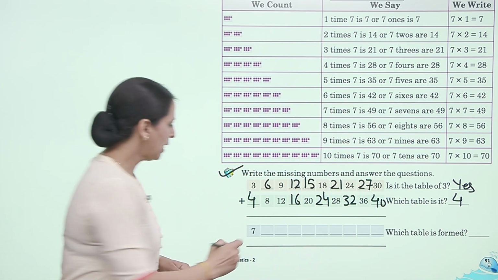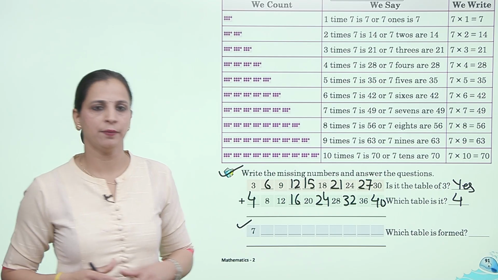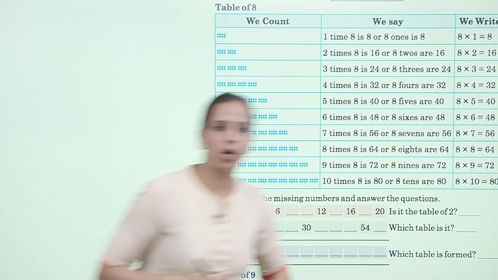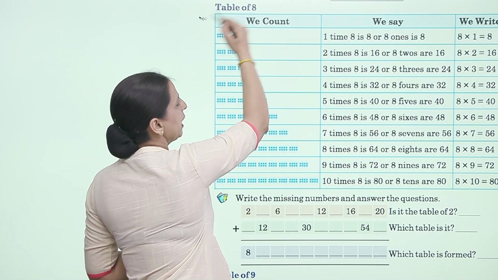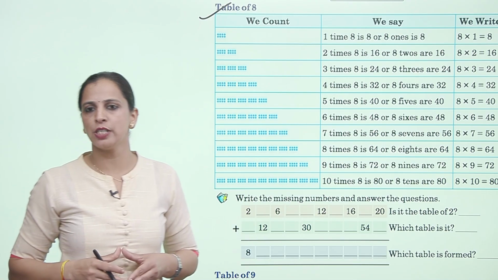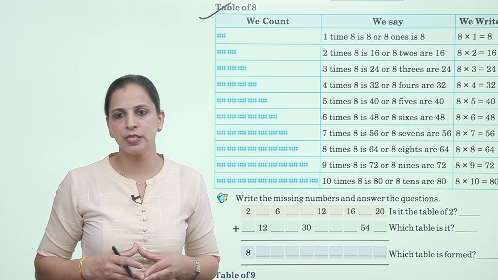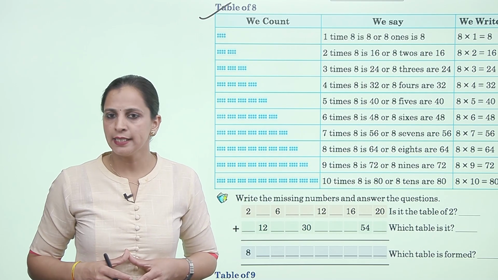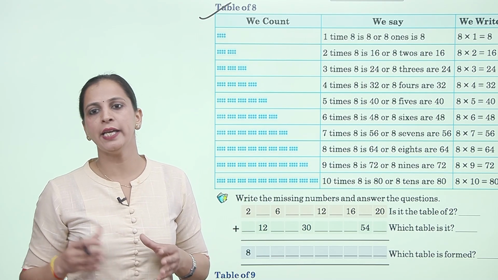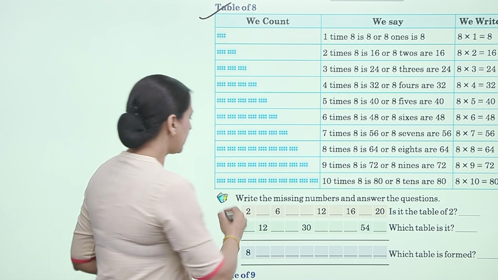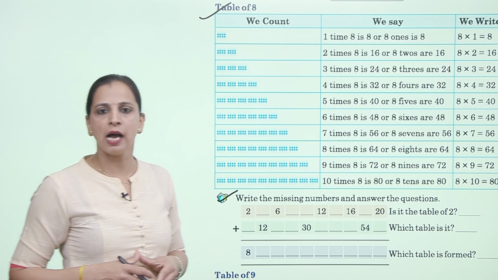In the same way, you will write the table of 7 here. Now next is table of 8. 8 1s are 8, 8 2s are 16, 8 3s are 24, 8 4s are 32, 8 5s are 40, 8 6s are 48, 8 7s are 56, 8 8s are 64, 8 9s are 72, 8 10s are 80. Now write the missing numbers and answer the questions.